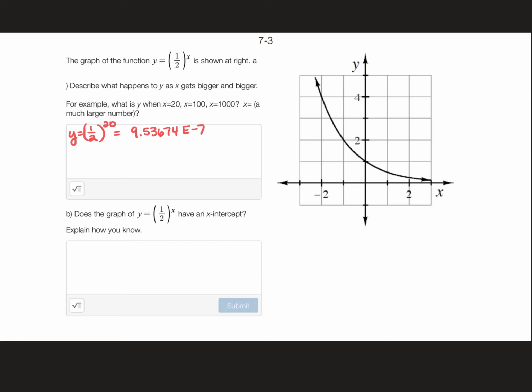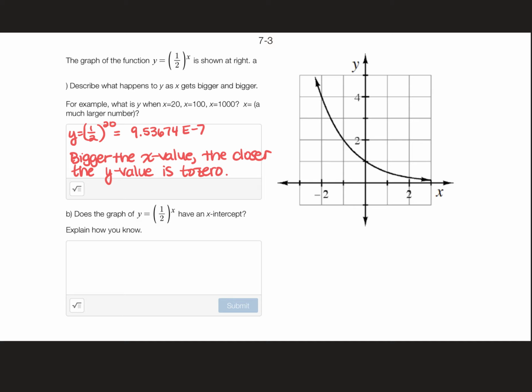If you look at your graph, if we were to go way out here, further on the x-axis, we're going to have outputs that are really close to the x-axis, which means they're really close to 0. So the bigger the x value, the closer the y value is to 0. Or you could say the smaller the y value is.